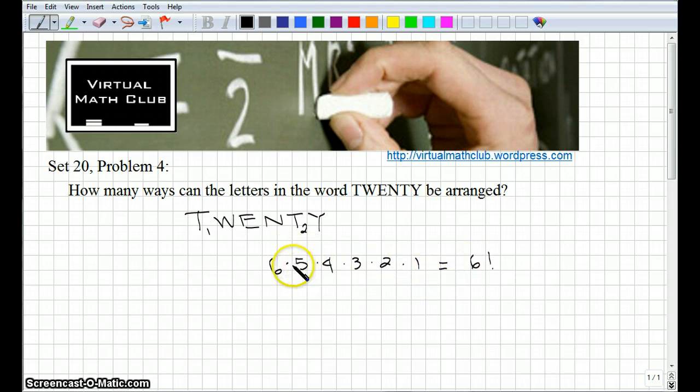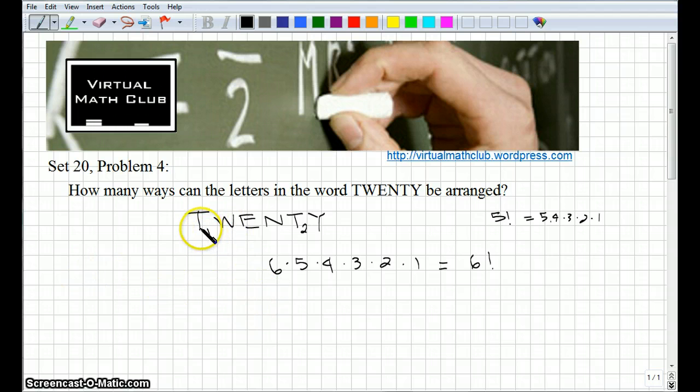Okay, that's just the definition of factorial. Whenever you have a number like, so 5 factorial would be 5 times 4 times 3 times 2 times 1. Factorial is just the product of that number and each of the consecutive numbers less than that down to 1. So 6 times 5 times 4 times 3 times 2 times 1 is 6 factorial. And so that would be the number of ways that we could arrange the letters in the word if they were all different letters.